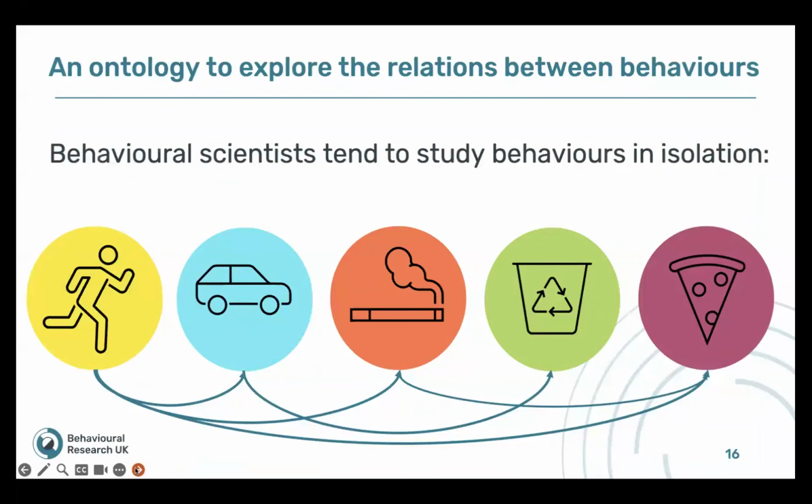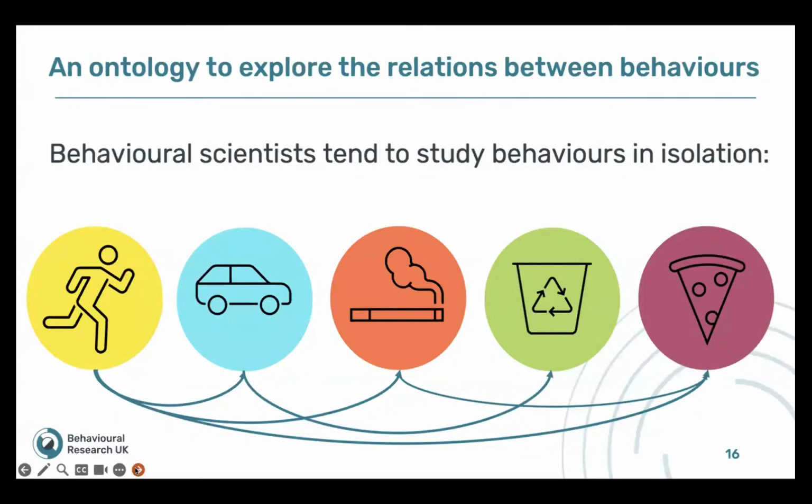So one of the issues in the behavioural sciences is that we tend to study behaviours in isolation. For example, we might seek to understand the factors that influence people's engagement in physical activity, or we might try to develop an intervention that intends to increase the frequency with which people engage in physical exercise. However, we know from research that changing one behaviour can lead to changes in another.